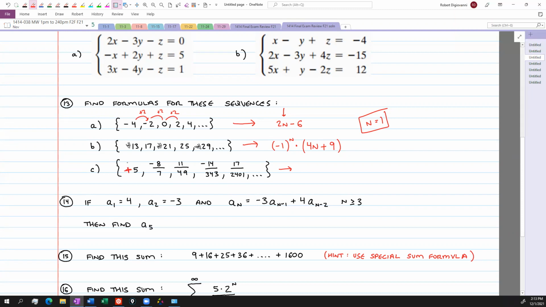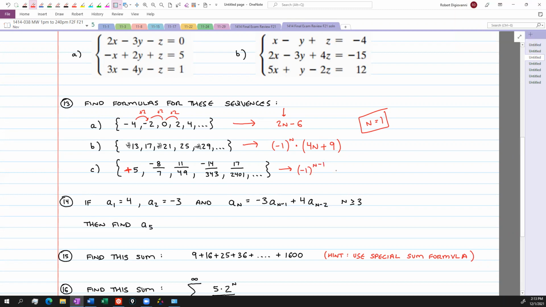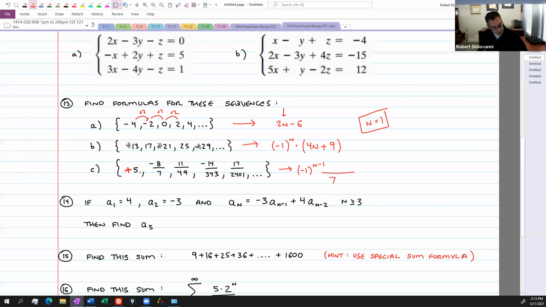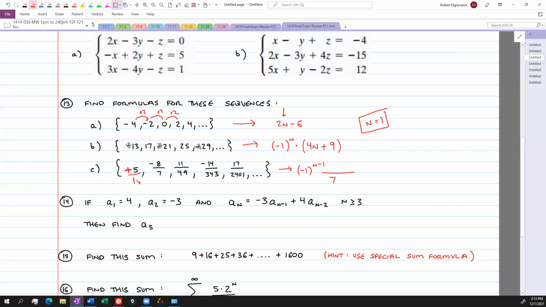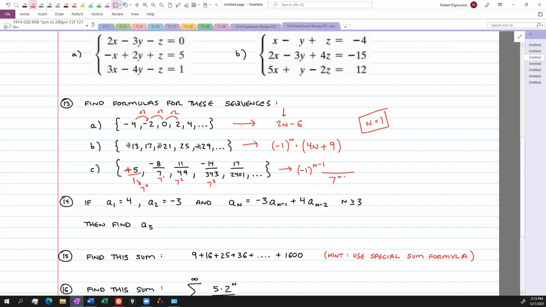So negative 1 to the n minus 1. You could do n plus 1, doesn't matter. Then the bottom would be 7 to the power of n. Notice on the first one, there's a 1 down here, right? Which for us would have to be 7 to the 0, because this is 7 to the 1, this is 7 squared, this is 7 cubed, right? So that would have to be 7 to the 0. So when you plug in 1, you need to get 0. So what do you put down there? N minus 1. Good.